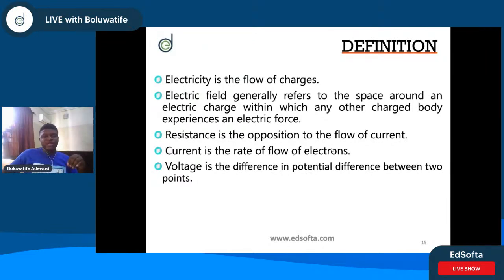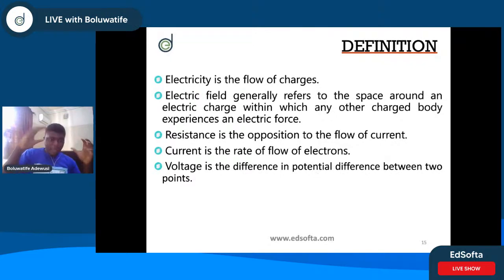Current is the rate of flow of electrons. So how quickly can electrons flow? How quickly can electrons move? That's just current. Current is a measurement of how quickly I can move electrons from point A to point B. Okay, then voltage is the potential difference between 2 points.